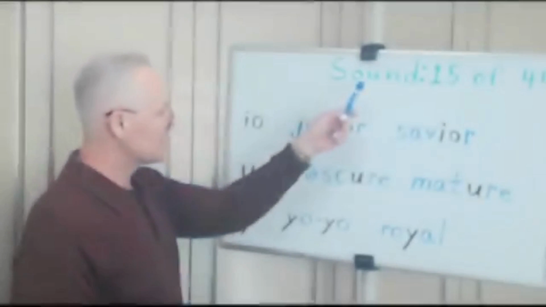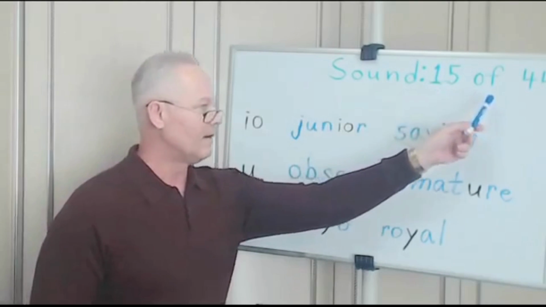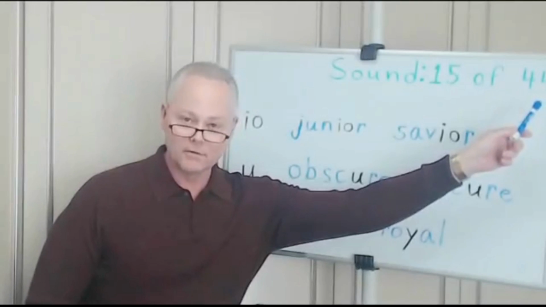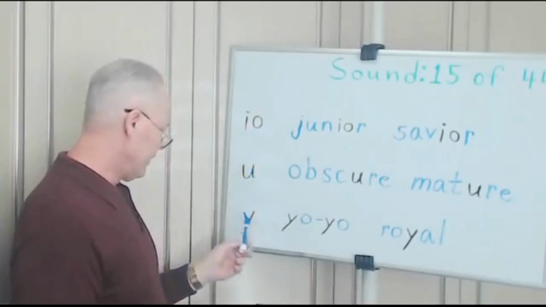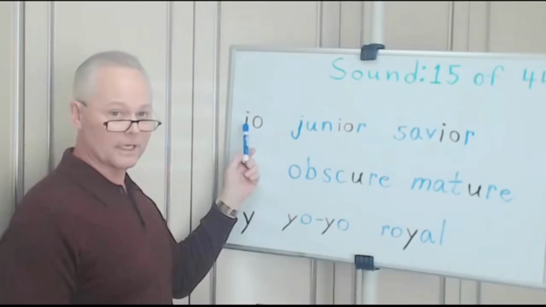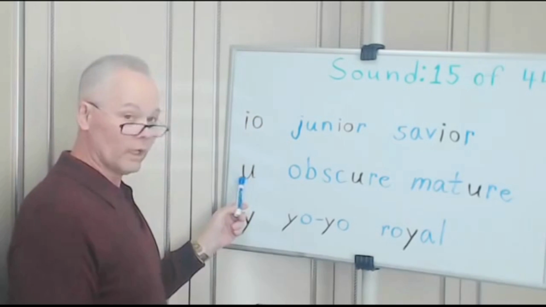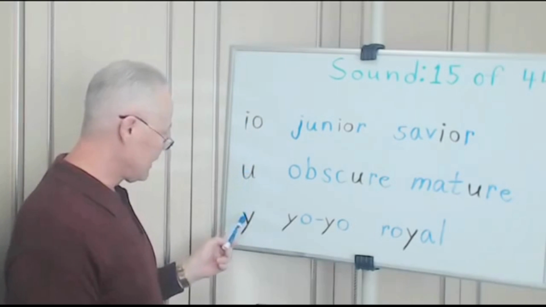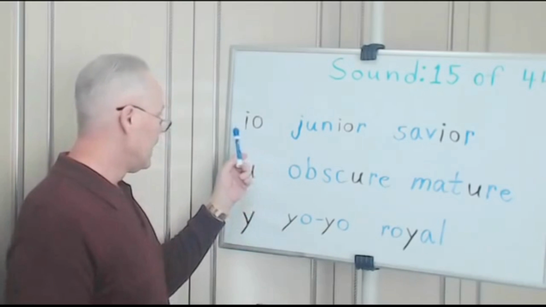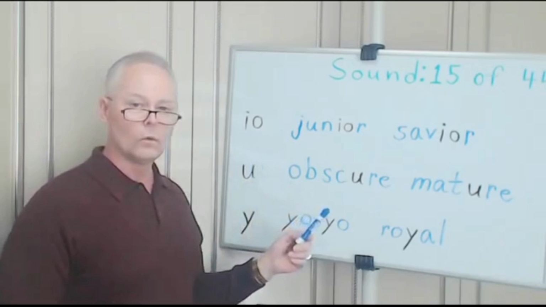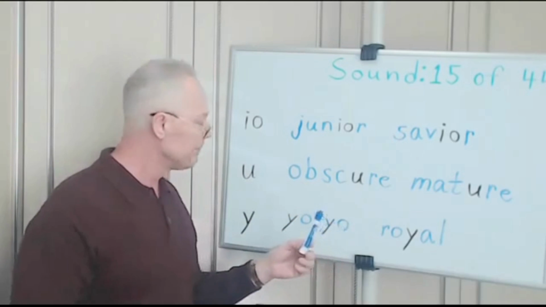Hello. Sound 15 of the 44 sounds of American English. Here we have a two-letter combination. One letter, one letter. Three different ways we can make the same sound. I-O. What sound do you think we're going for here?